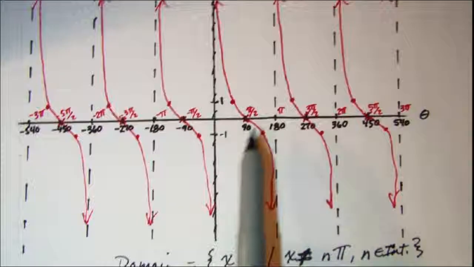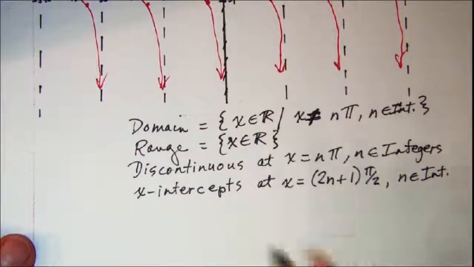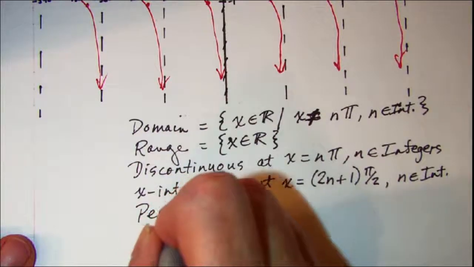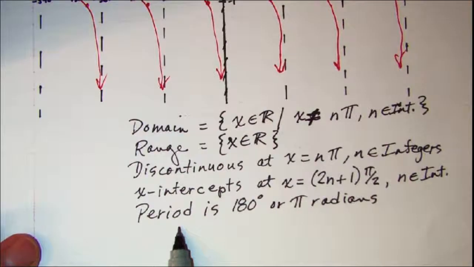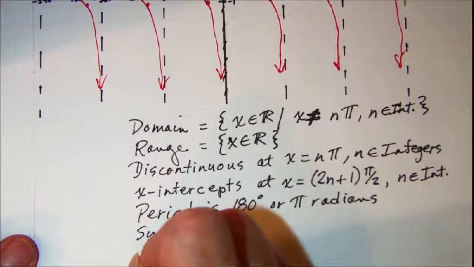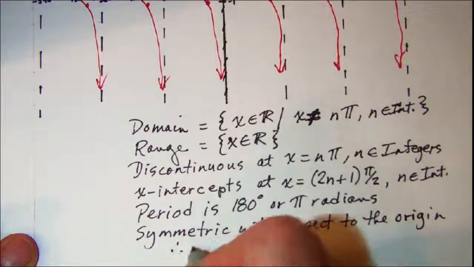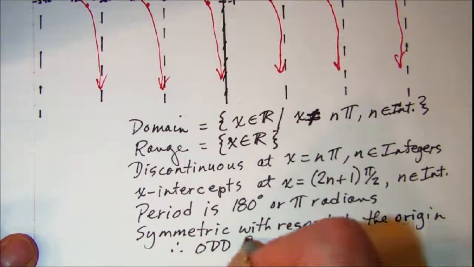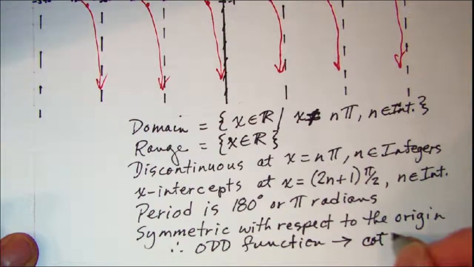My period is 180 degrees, or pi radians. And this is different from the period for sine and cosine. And it is symmetric with respect to the origin, which means that it's an odd function, and the cotangent of a negative theta is equal to a negative cotangent theta.